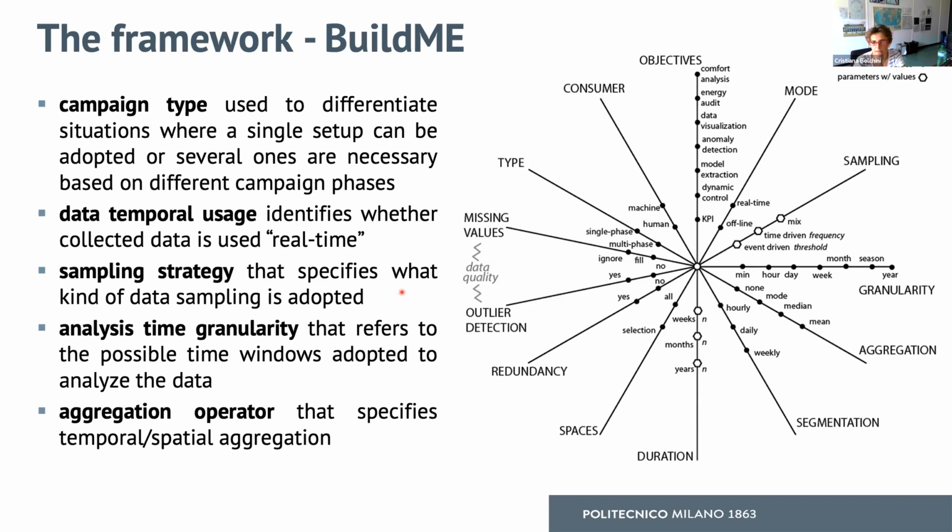The sampling strategy: how do we collect the temperature or the humidity in the rooms? That's another important aspect, because that specifies what kind of data sampling is going to be adopted. Do we want, for instance, to get a reading every 15 minutes, every half an hour, or do we want to have a reading every time the temperature, for instance, changes? So that's how to set up, in the end, the sensors.